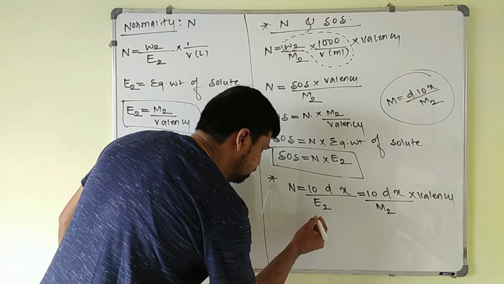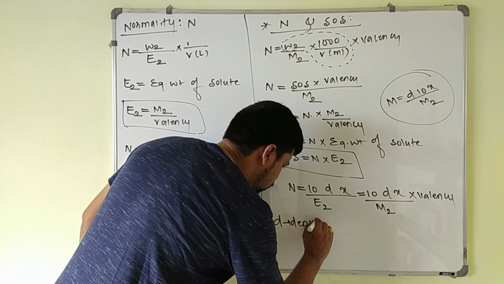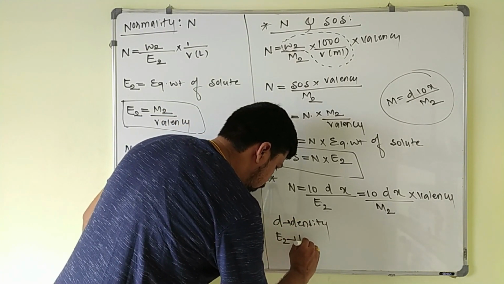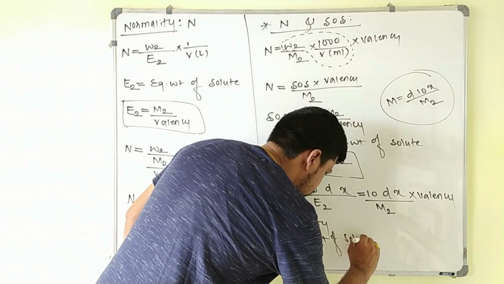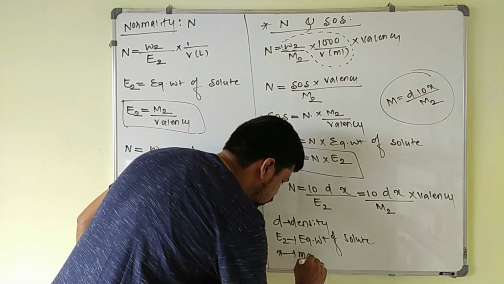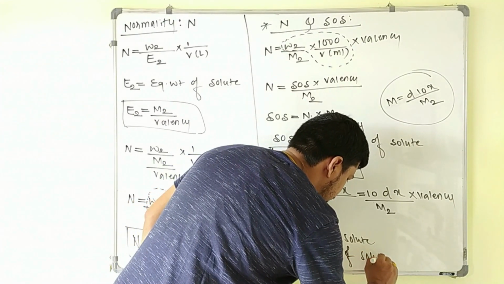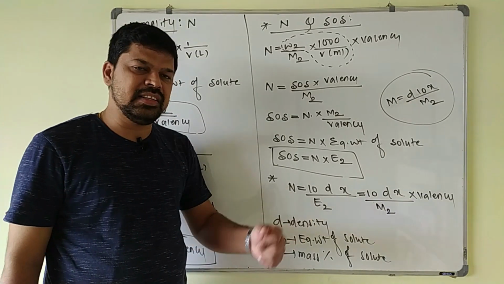This is the formula whenever density and mass percentage of the solute is given here. So in this one, D is your density. Next, E2 is equivalent weight of solute and X is mass percent of solute. Whenever the mass percentage of solute and density are given, then you can calculate the normality like this, okay.